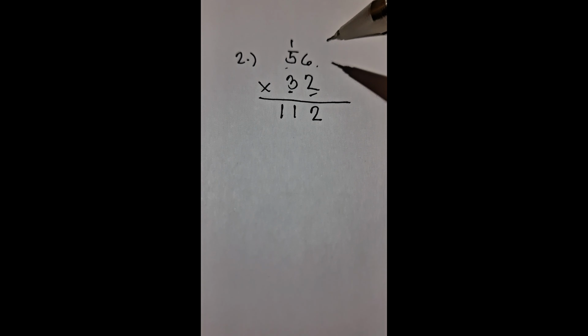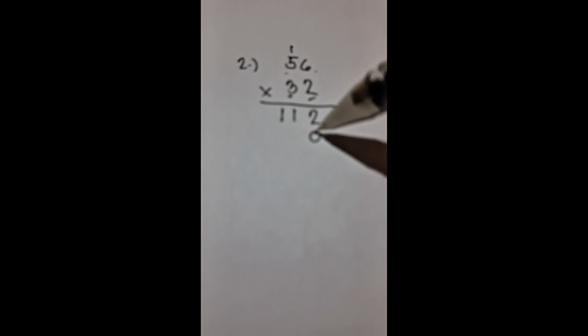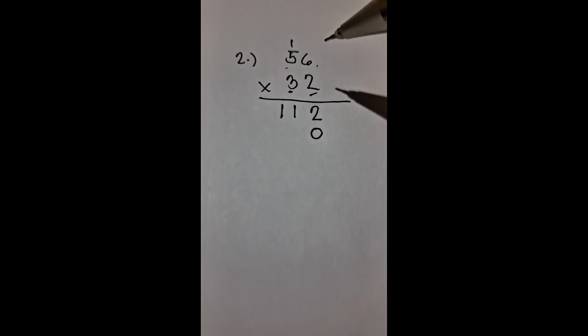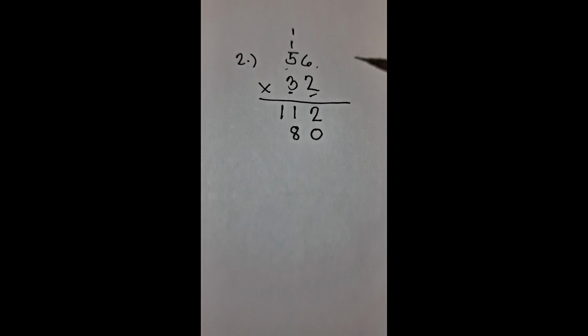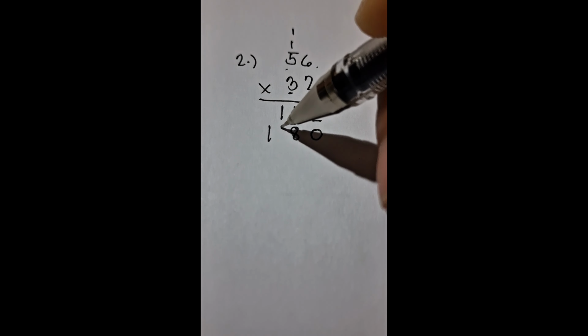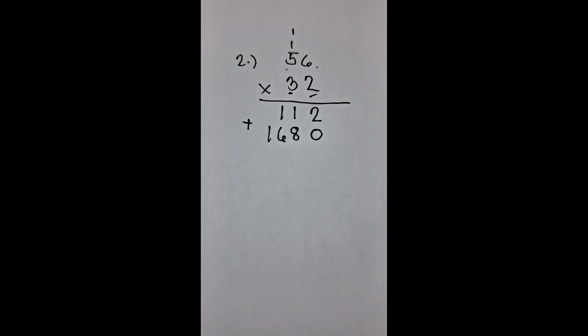And then, we will multiply by the tens digit. And we can put 0 as our placeholder. 3 times 6 is 18. So write down 8, carry 1. 3 times 5 is 15 plus 1 is 16.